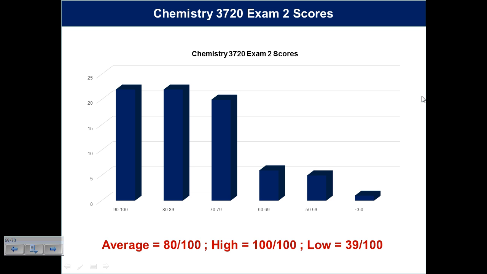So I've got plenty of people getting above 90 on that test. That was great. I thought that was a pretty tough test for the time you had to do it, so I was very pleased with that. A lot of people got above 90. I got a very solid number of people getting above 80, which is a B.